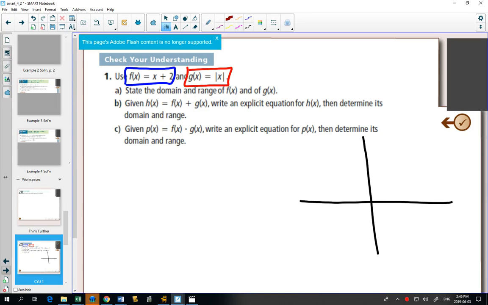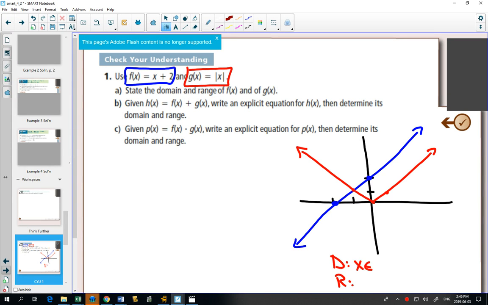X plus 2, that's my blue graph. It has a y-intercept of 2, a slope of 1. There's my blue graph. And my absolute value graph from transformations looks like that. State the domain and range. So for my red graph, domain is everything. Range is bigger than or equal to 0.